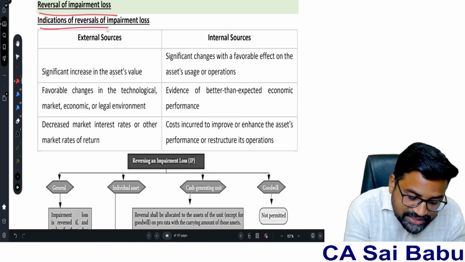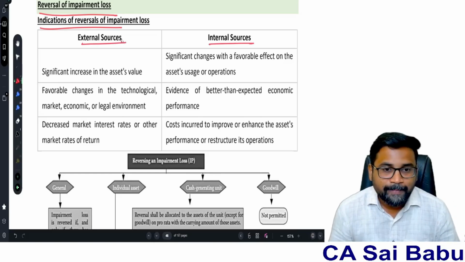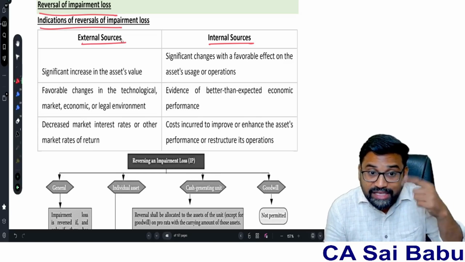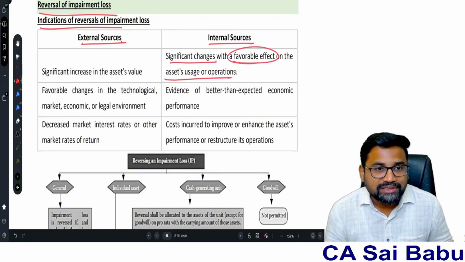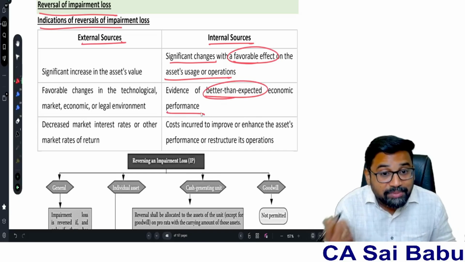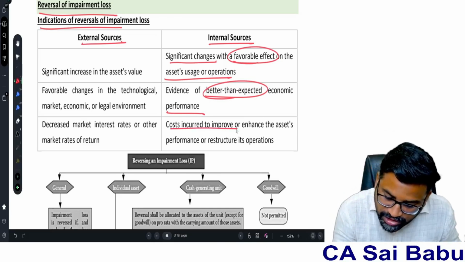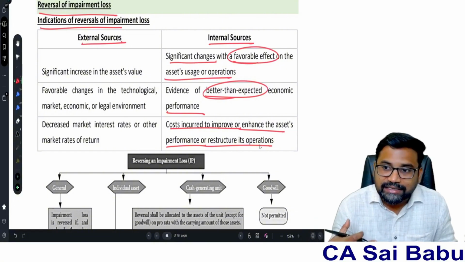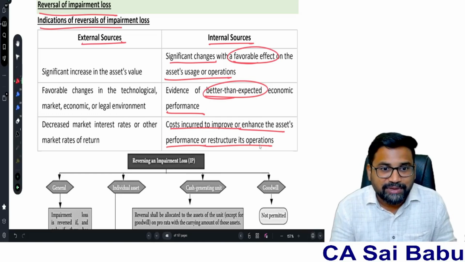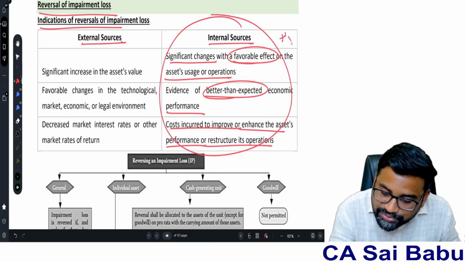Suppose, what about situations reversed? So negative things have become positive. So internal sources, external sources. For the internal sources, you see, everything was adverse. Here you see positive. See here, significant changes with a favorable effect on the asset's usage or operation. Evidence of better than expected economic performance. Evidence shows that this asset is generating better than what we have expected. Or cost incurred to improve or enhance the asset performance or restructuring its operations, which will again have a positive impact on the organization. We have spent an amount on the asset's enhancement, which will in turn increase the asset's performance and organization cash flows. So these are all internal sources, and everything is positive.